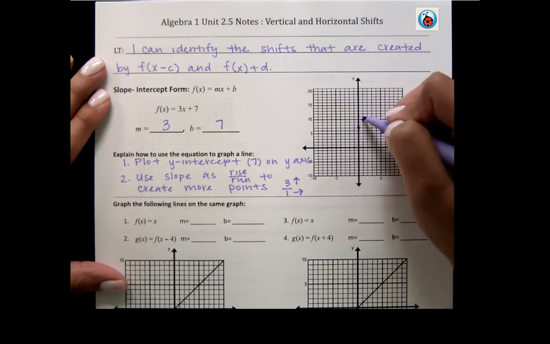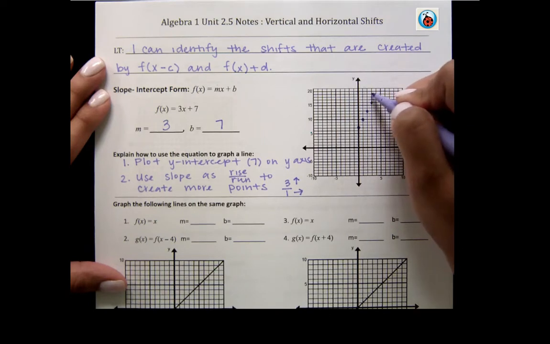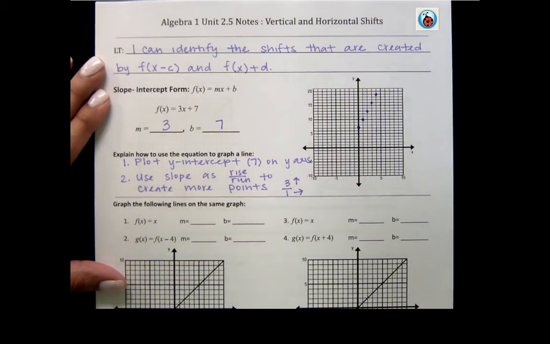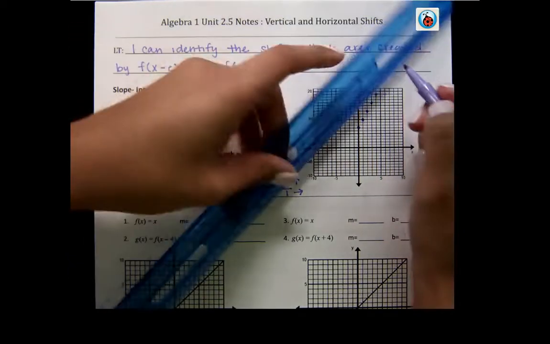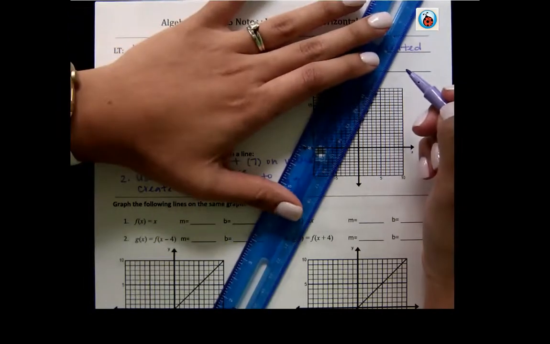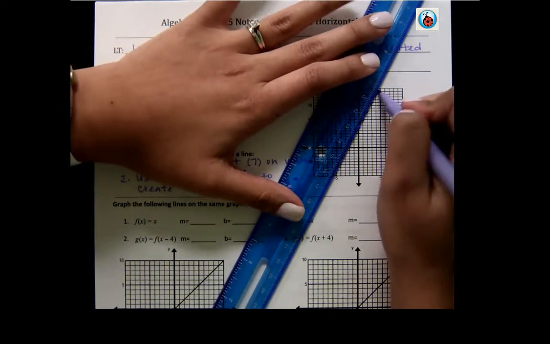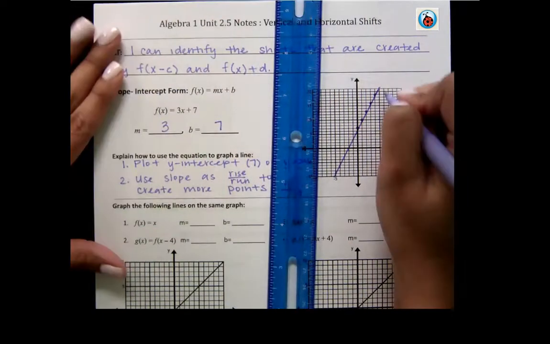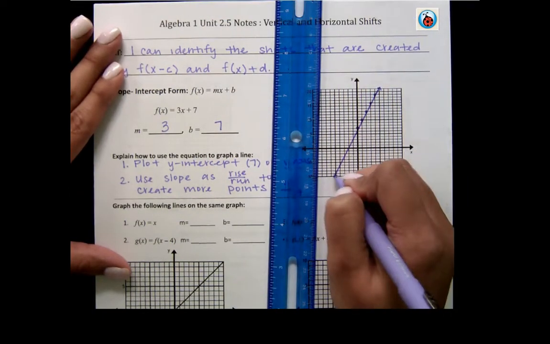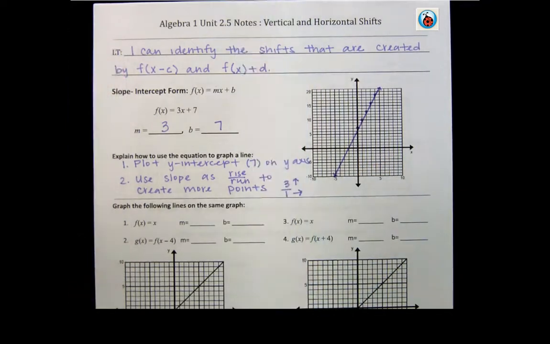And then do it again. Up 1, 2, 3 over 1. Up 1, 2, 3 over 1. The more points you create, the more accurate your line is. Once you have multiple points, you connect your points to create your line. So that was just a quick review of how to graph an equation that is in slope-intercept form.